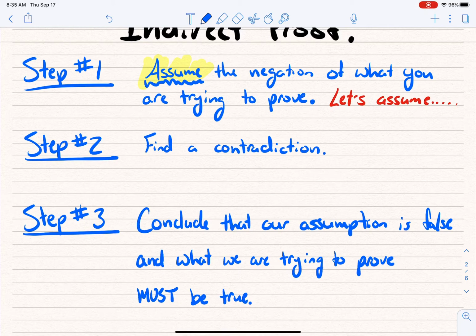Okay? So step one, assume the negation of what you're trying to prove. Let's assume, you just say the opposite.